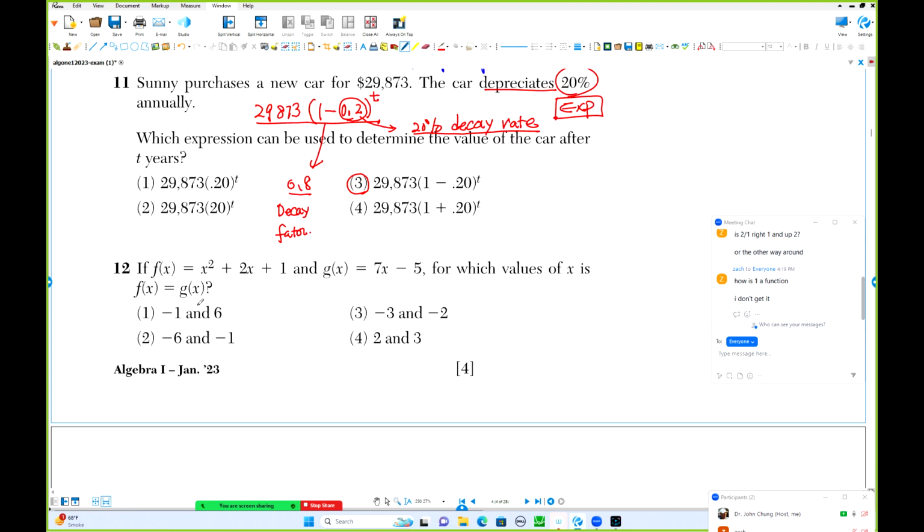For what value of x? Okay, I'm sorry. Oh, yours? I think it's my point.